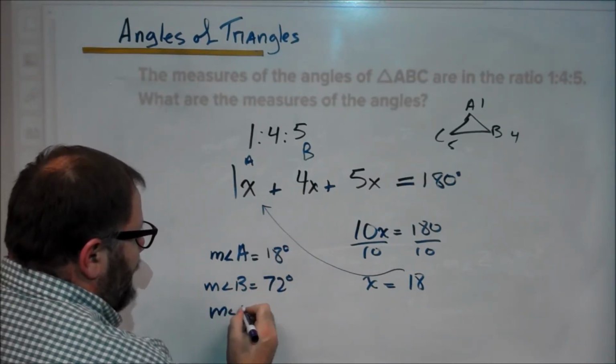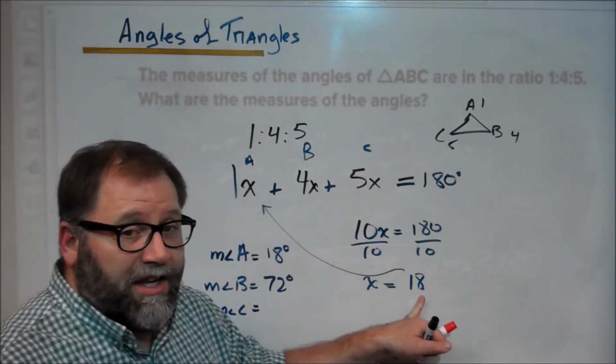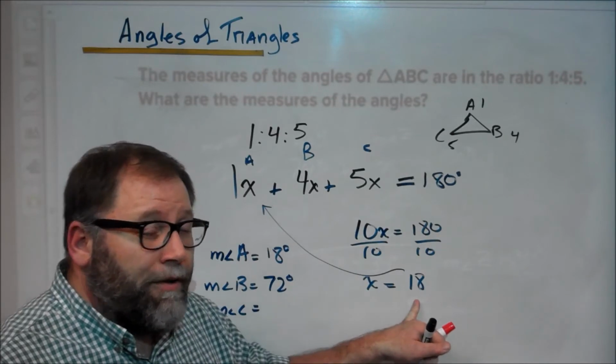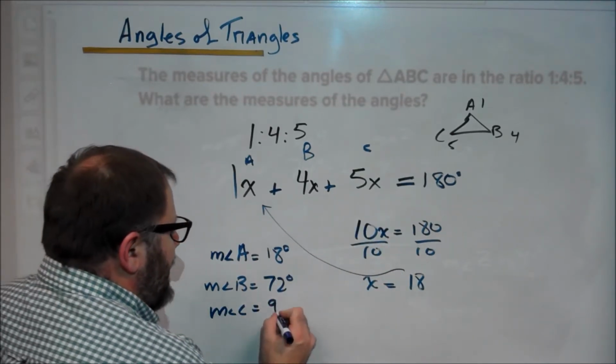And then the measure of angle C, we'll call this one C, is 5 times 18. 5 times 10 is 50. 5 times 8 is 40. 40 plus 50 is 90 degrees.